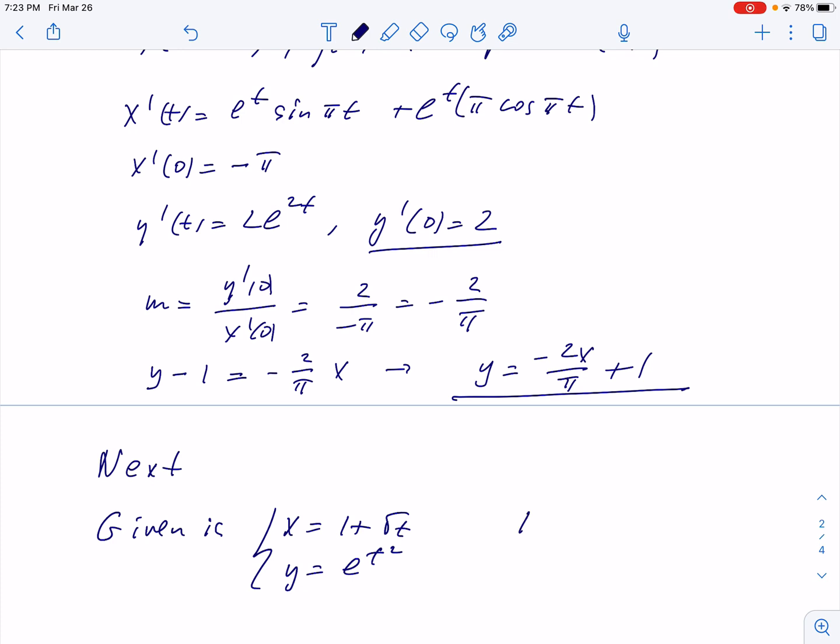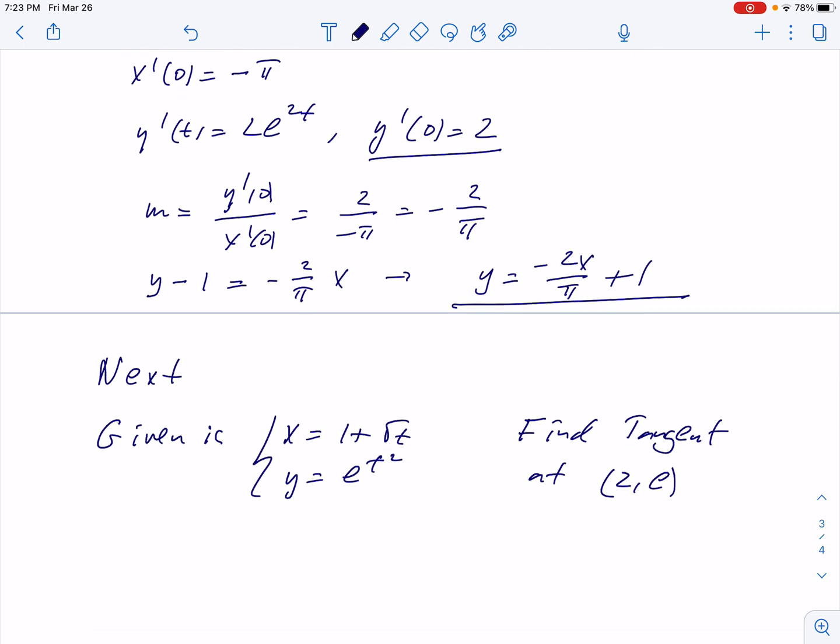Find the tangent line at the point (2, e). Now the point is given, and we know the equation of the tangent line. Let's write again: y minus y0 equals slope times x minus x0.